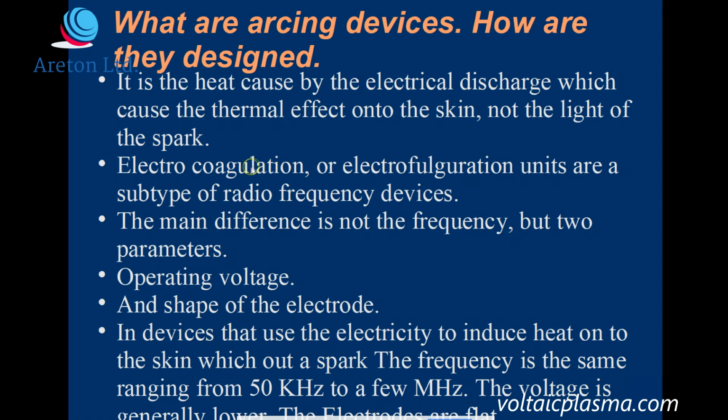The electrocoagulation or electrophotocoagulation units are a subtype of radio frequency devices. The main difference between electrophotocoagulation or plasma devices and radio frequency devices is not the frequency. There are two parameters: the operating voltage, because in the electrical arcing devices you've got a higher voltage, and the shape of the electrode. Normally the electrodes are pointy, to take advantage of a very well-known phenomenon in physics called the tip effect, which helps produce the spark. And normally the frequency of these devices ranges between 50 kilohertz up to a few megahertz.